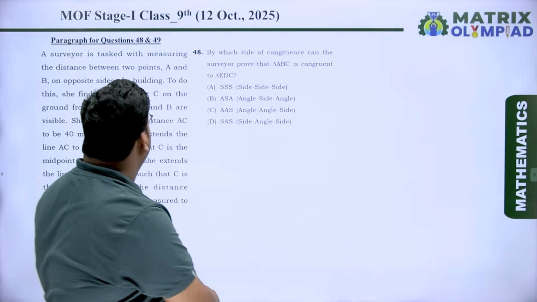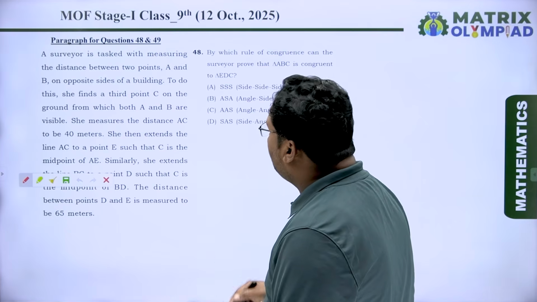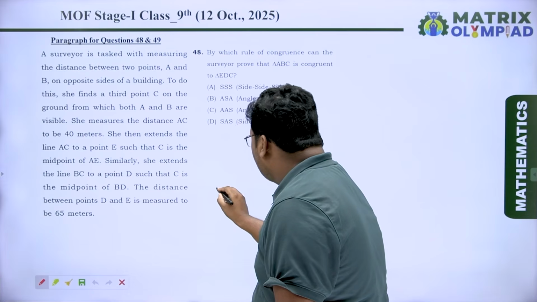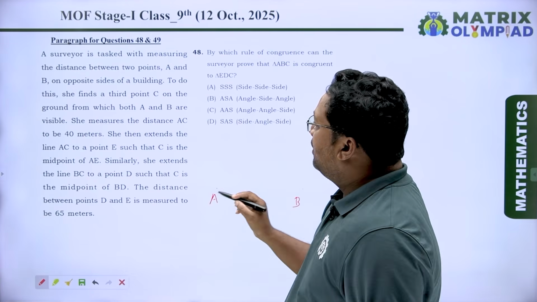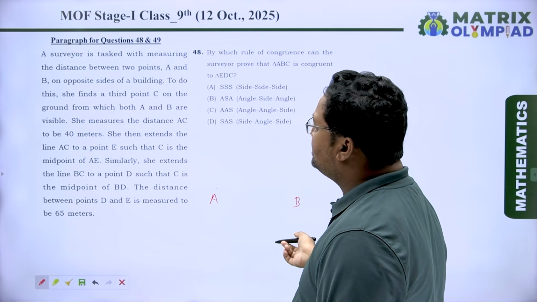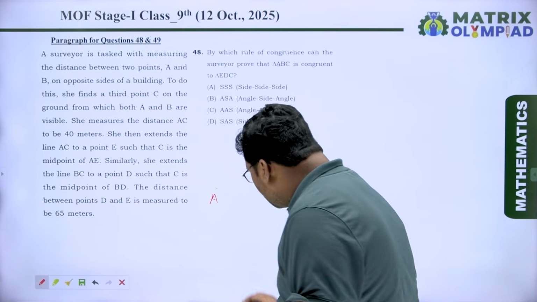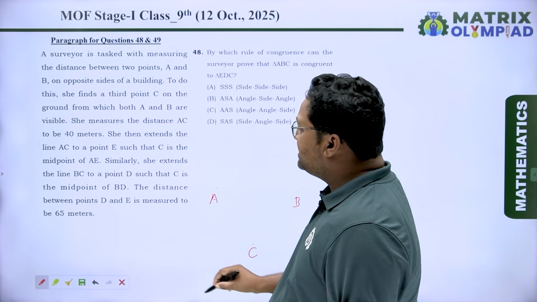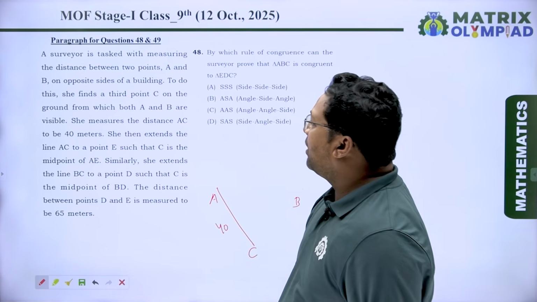Now coming to the next question. Here is a paragraph based question, question number 48 and 49. So the paragraph is: a surveyor is tasked with measuring the distance between 2 points A and B. So here we have to assume these points A and B are on opposite sides of a building. To do this, the surveyor finds a third point C on the ground from which both A and B are visible. So here let us assume this point is C. The surveyor measures the distance AC to be 40 meters. So this distance is given as 40 meters.